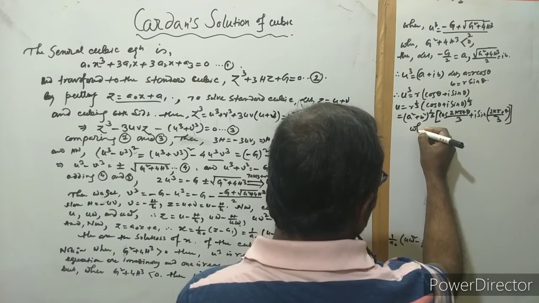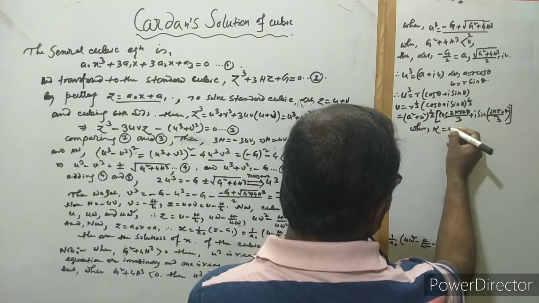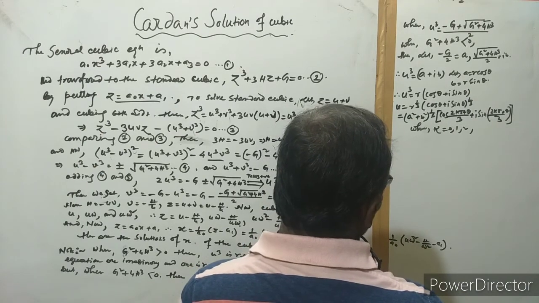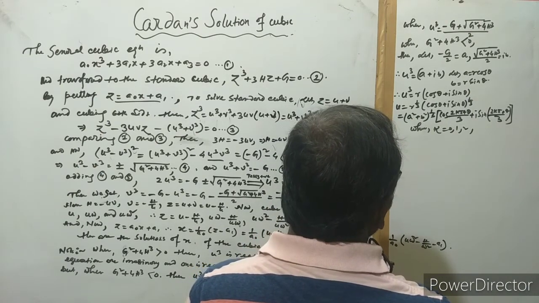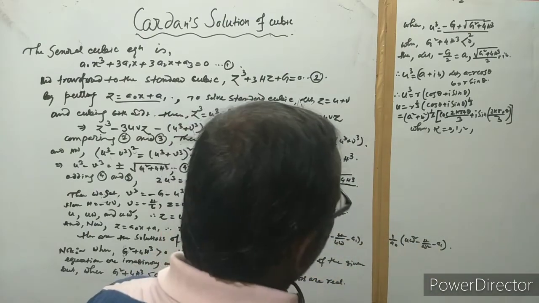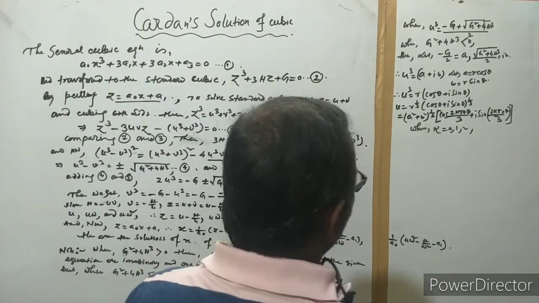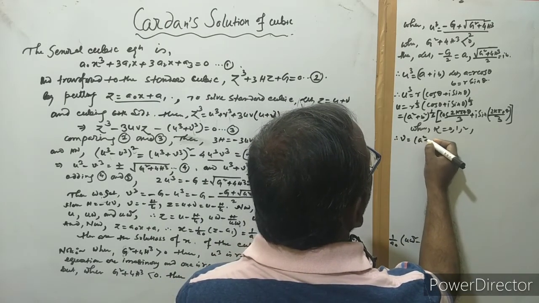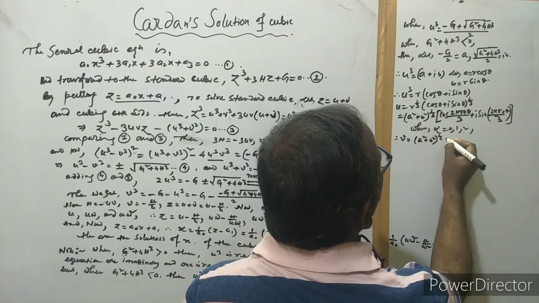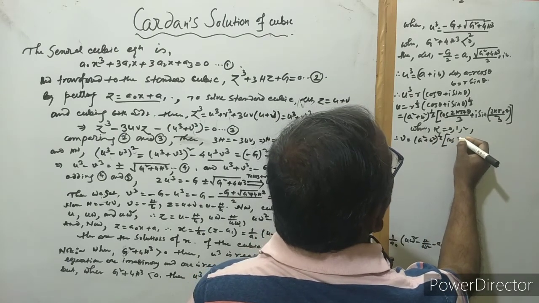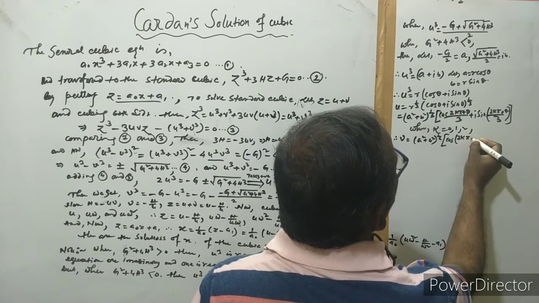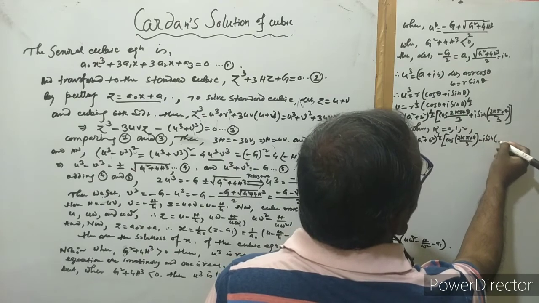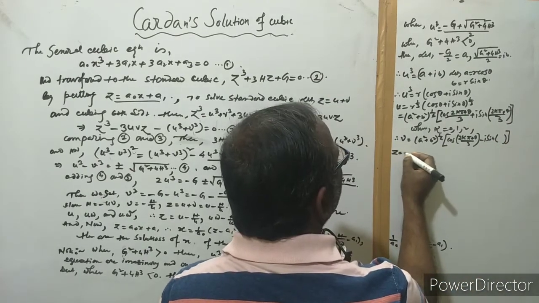Where k equals 0, 1, 2. This is the solution of U. Similarly, V is equal to (A square plus B square) to the power 1 by 6 times cos of (2k pi plus theta) by 3 minus i sine of the same angle, and Z is equal to U plus V.